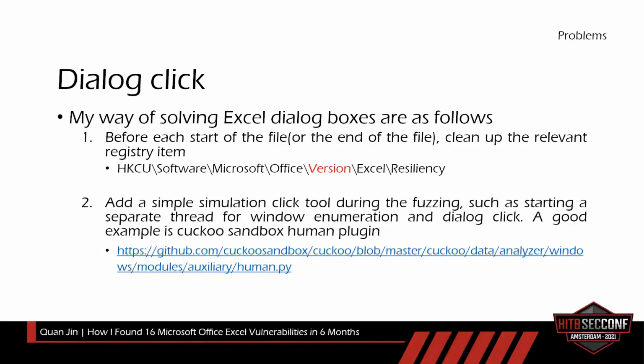Number one, before each start or end of the file, clean up the relevant registry items. Number two, add a simple simulation click tool during the fuzzing, such as starting a separate thread for window enumeration and dialog click. A good example is the Cuckoo Sandbox Human plugin. These methods can only handle most of the dialog box click problems. There are still some dialog boxes that I cannot solve, but there is no need to be perfect. It is enough to do this.